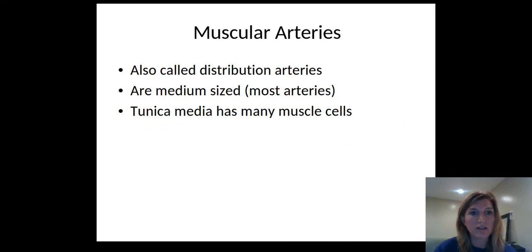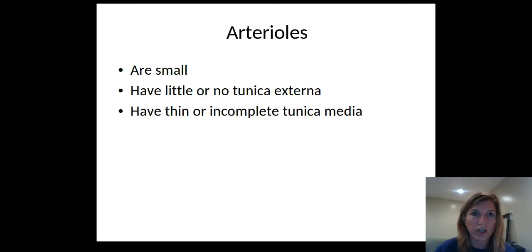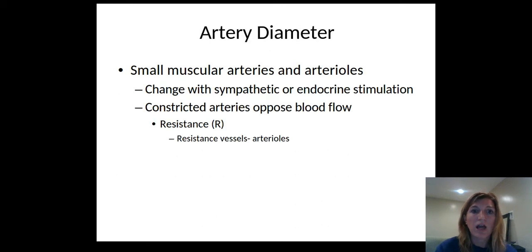The muscular arteries are the distribution arteries. They're medium size. These are the majority of the arteries in our body. And that tunica media has many, many muscle cells, and it is strongly under sympathetic control, as are the arterioles. Arterioles are very small, little to almost no tunica externa, as I mentioned before, and a very thin or incomplete tunica media. And then the arterial diameter is going to change, again, with sympathetic as well as endocrine stimulation.